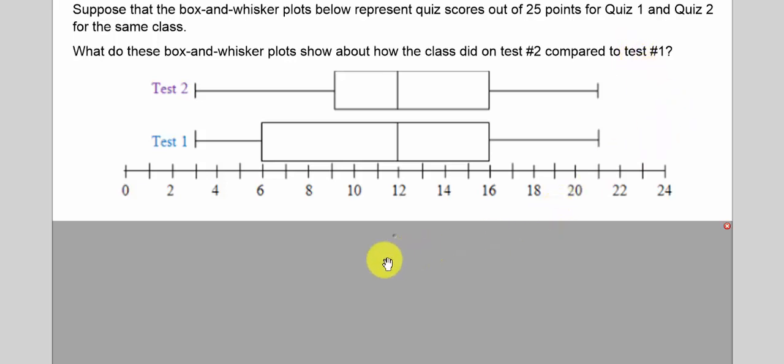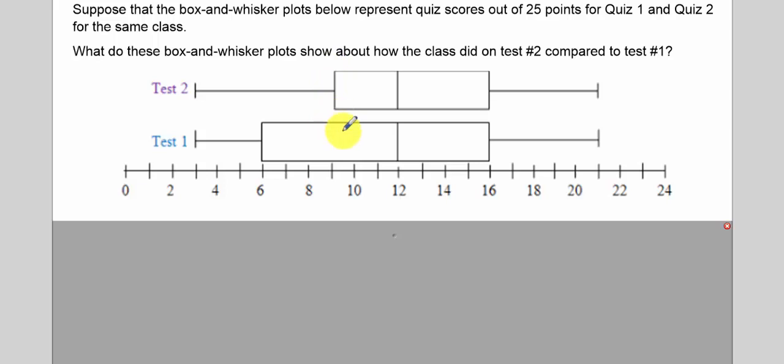So if we look at this, there's a couple of things we can see right off the bat. One, the low number appears to be the same, the high number appears to be the same, and the median appears to be the same, and also the third quartile number appears to be the same. The only thing that really appears to be different is this first quartile value.